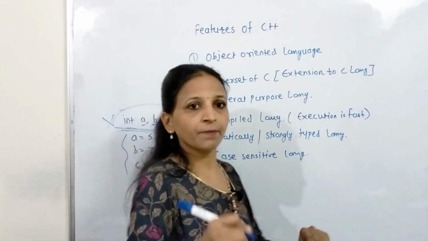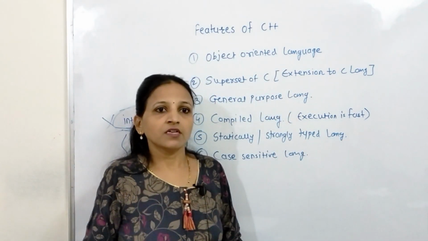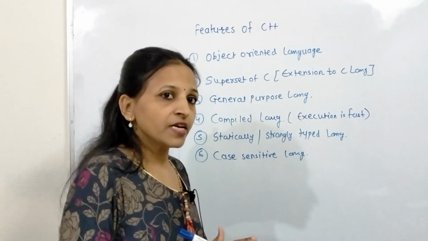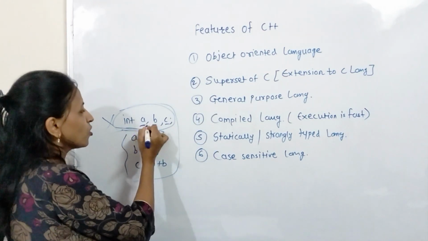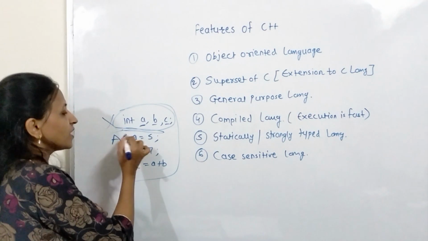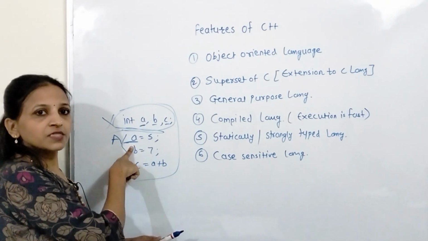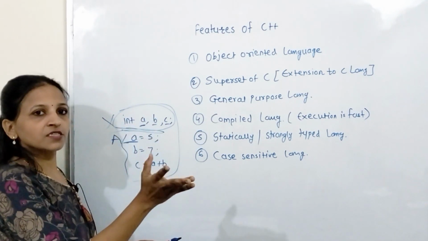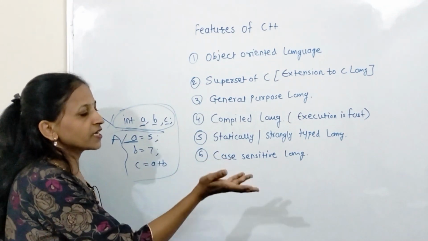Case sensitive means capital letters and small letters. There is a distinction between them. If you are declaring a variable as small a, then you compulsorily have to use small a. You cannot use capital A for specifying this a here. Capital and small are both considered different. That's why C is a case sensitive language.